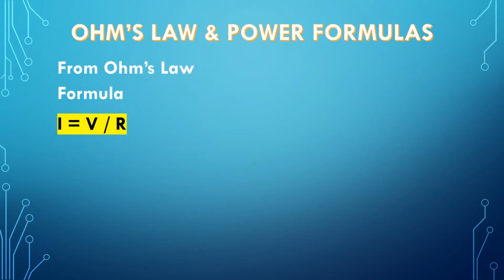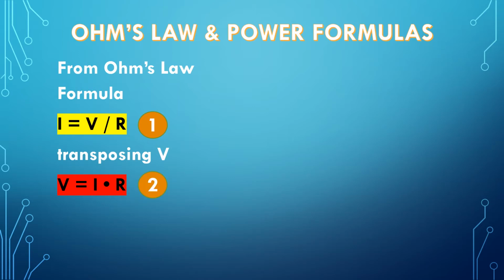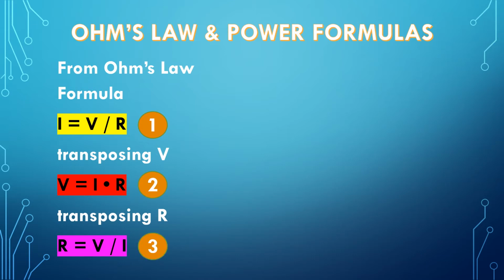Ohm's law and power formulas. From the Ohm's law formula, which is I is equal to V over R, this is our formula number 1 or equation number 1. So transposing V, we get V is equal to IR. This is now our formula number 2. And also transposing R, we get R is equal to V over I. This is our formula number 3.